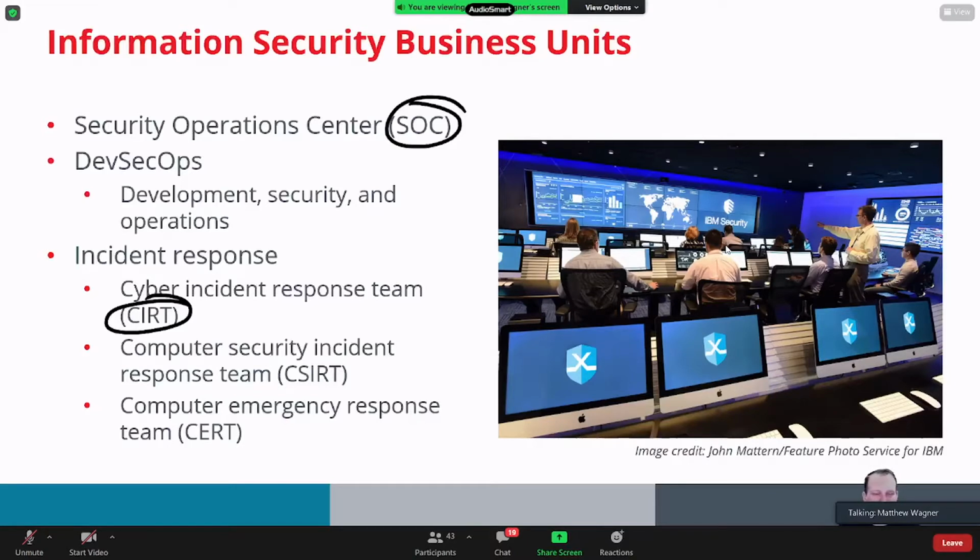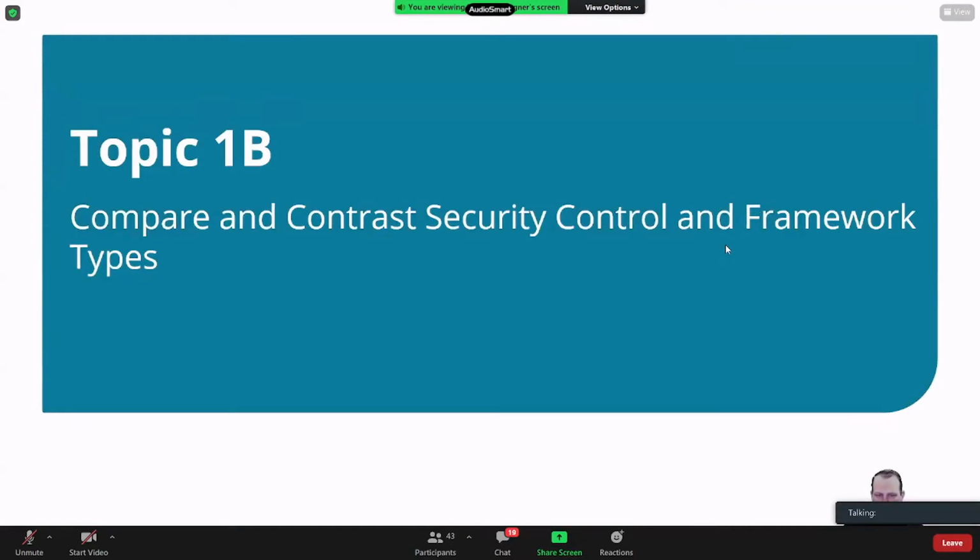And typically, where will you find this team operating? In the SOC, S-O-C. All right. These security professionals, whether they be incident response members or even more importantly, the management of the business, need to be familiar with the concepts of security controls, frameworks, policies, and guidelines, and what those different things are.